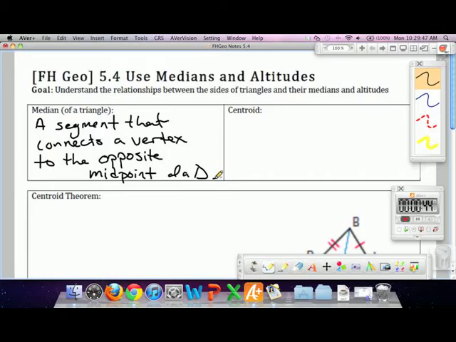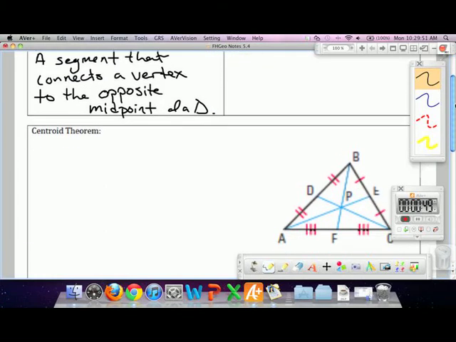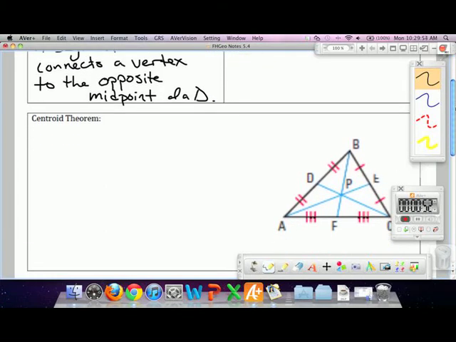If you like a picture, there's a nice diagram here in the box below. Notice in each of these we connect a vertex to the opposite midpoint. These blue lines are each medians. This guy from B down to F, notice F is the midpoint. We connect the vertex down to get a median. Connect vertex to midpoint D, get a median. These are called medians.